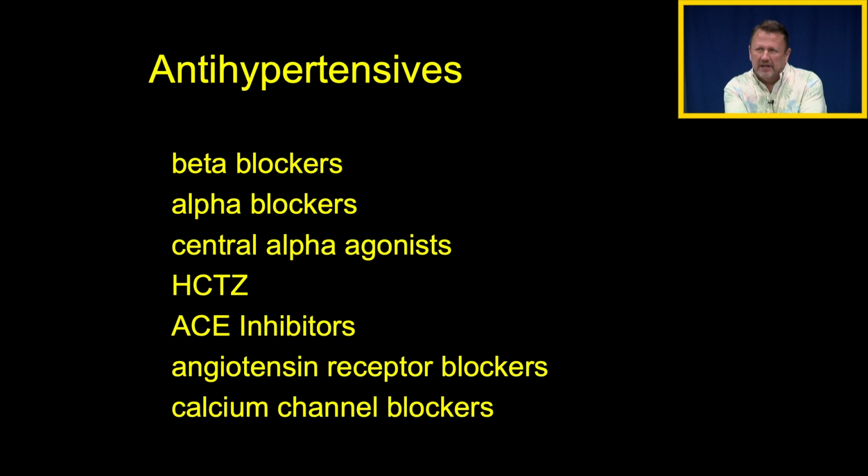Start out by taking a step back and just being able to memorize this with your eyes closed. Beta blockers, alpha blockers, central alpha agonists, hydrochlorothiazide, ACE inhibitors, angiotensin receptor blockers, and calcium channel blockers are the main categories of antihypertensives. Of course, there's a few others, and I think I cover those as well in your clinical discussion pages, which will have another name someday.